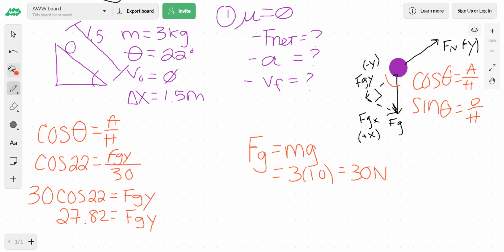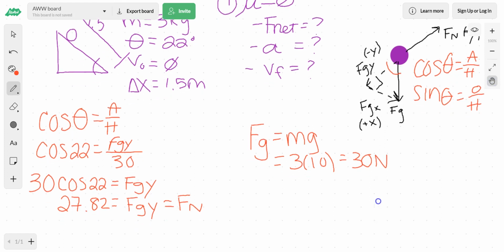And our net y has to be 0 because of that. So that means if F net y is 0, then the normal force is also Fgy. Because in the y direction, we have Fgy and force normal, and that's it. So in order to cancel out, those two things have to be equal. Right, so that's how we find Fgy.